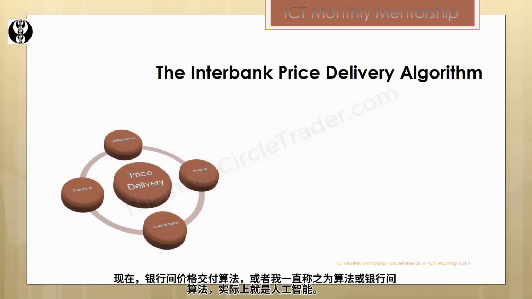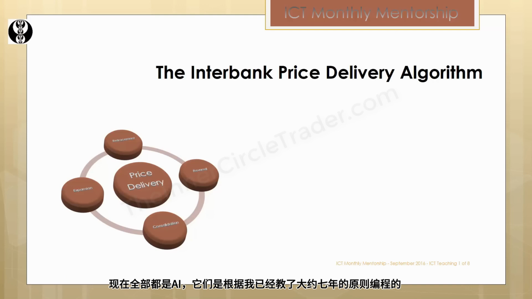Now the interbank price delivery algorithm, or what I always refer to as the algo or interbank algo, is basically artificial intelligence. It's a price engine that when we receive our price for our currencies, it's actually 90% done by electronic algorithms. So it's all computer based now. It used to be open outcry in the pits, but there's no longer an auction market. It's all AI, and it's based on the principles I've been teaching for about 7 years now.